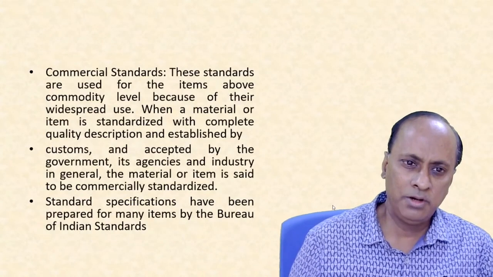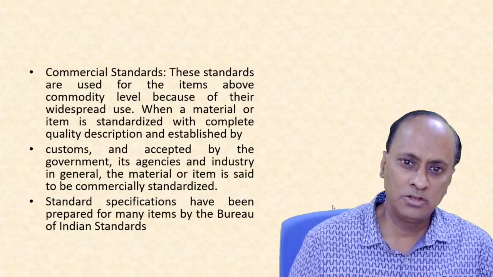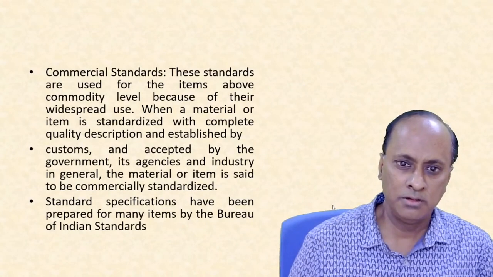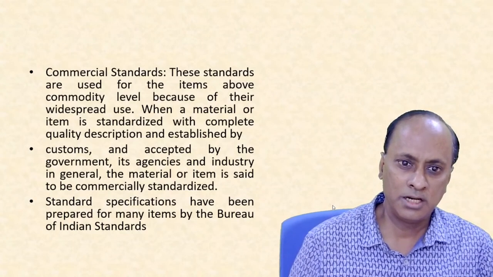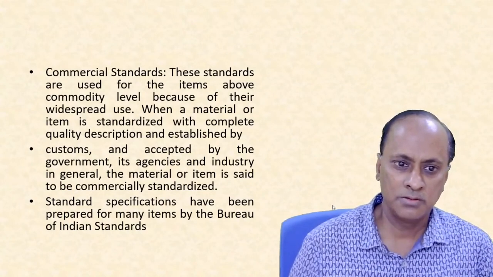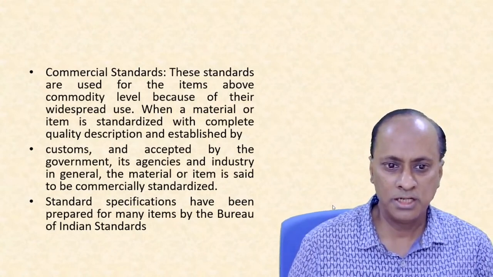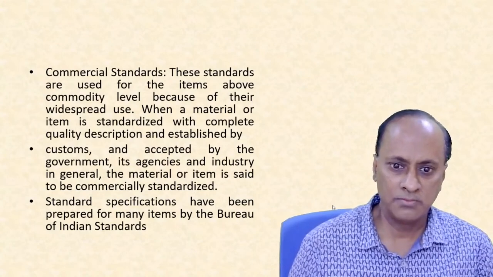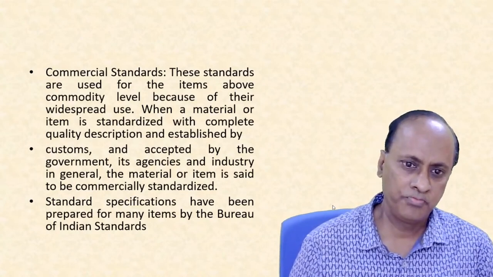There are different types of standards. Commercial standard: these standards are used for items above the commodity level because of their widespread use. When a material or item is standardized with a complete quality description, established by customs and accepted by the government agency and industry in general, the material or item is said to be commercially standardized. Standard specifications have been prepared for many items by the Bureau of Indian Standards.